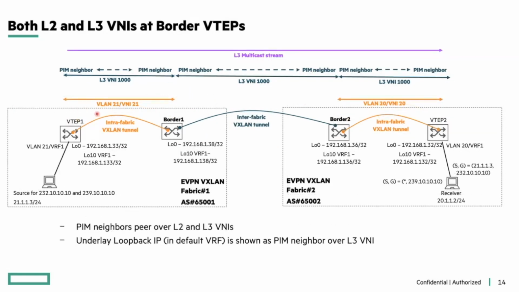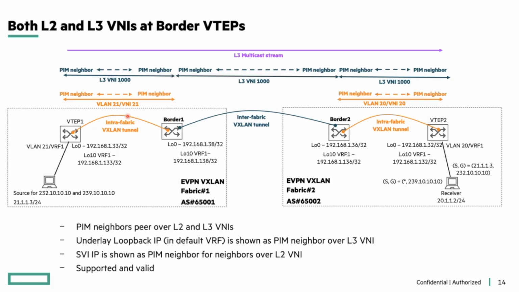But let's say you want to span the L2 within the fabric. You have some devices here that are on the same VLAN 21. That's also supported. You can have both layer 3 and layer 2 VNIs at the border. You just have more PIM neighbors. So I have the normal L3 VNI here at the top. I also have the L2 VNI within the fabric. You see, I have neighbors both for the L3 VNI and the L2 VNI. So that is supported and valid as well. But you can't span the same L2 VNI across fabrics for now.